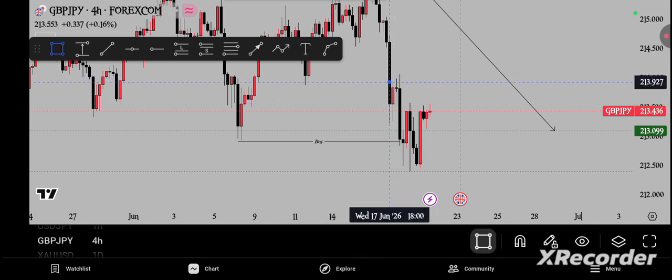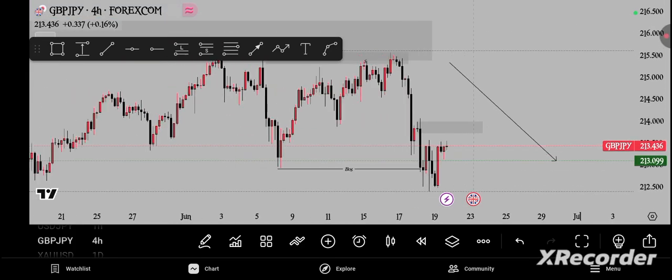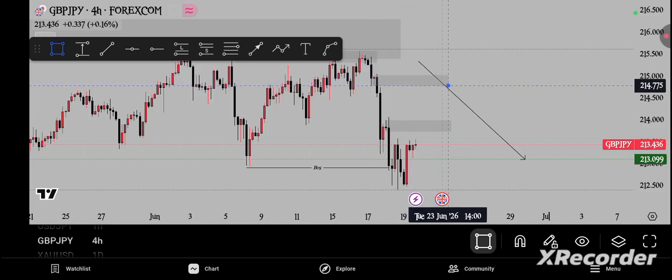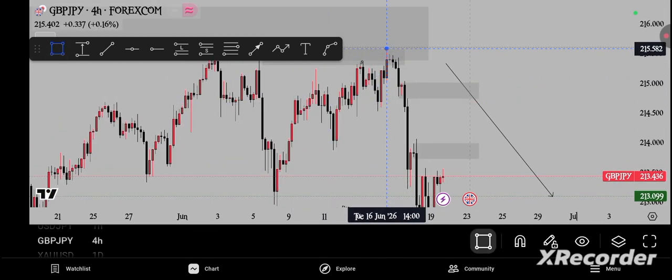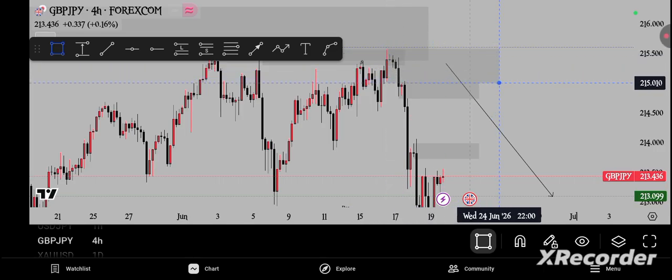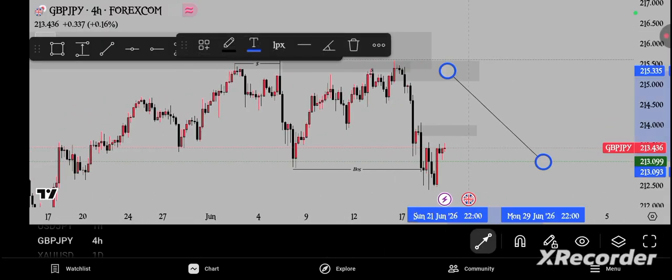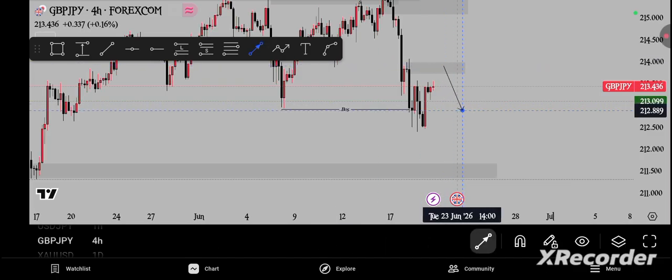So watch out for this supply, and also watching out for this supply here also. In essence, this supply covers up for everyone. So work with these two supply here. Confirmation is necessary. So our bias on GBP JPY, what? It's bearish.